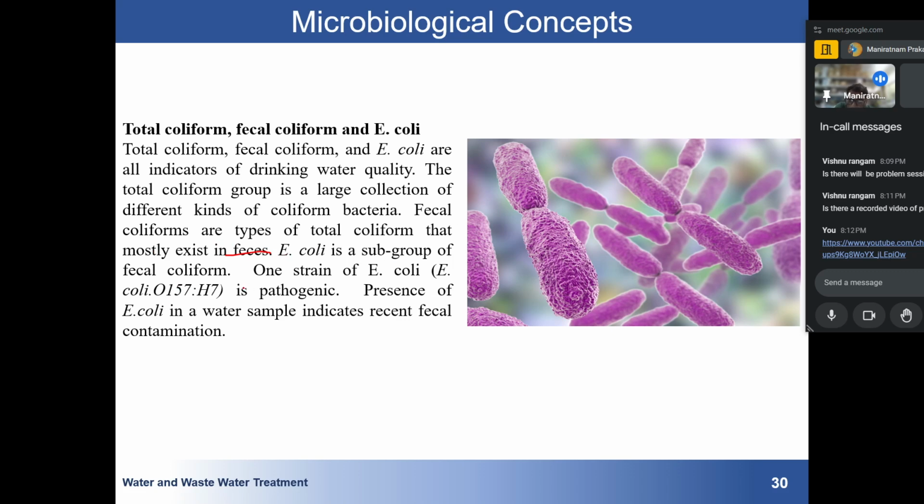One strain of E. coli is pathogenic. Presence of E. coli in a water sample indicates recent fecal contamination. So these are different kinds of coliform which you should know. But for our water we only measure total coliform and fecal coliform.